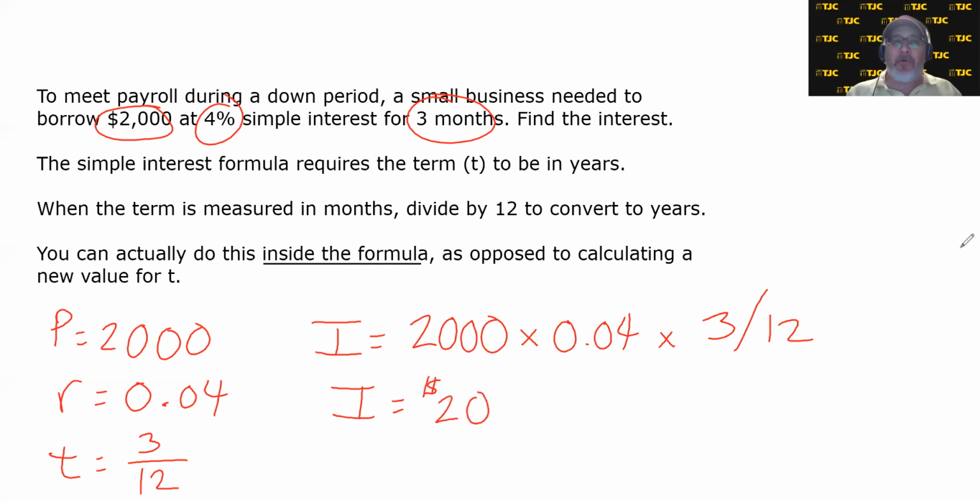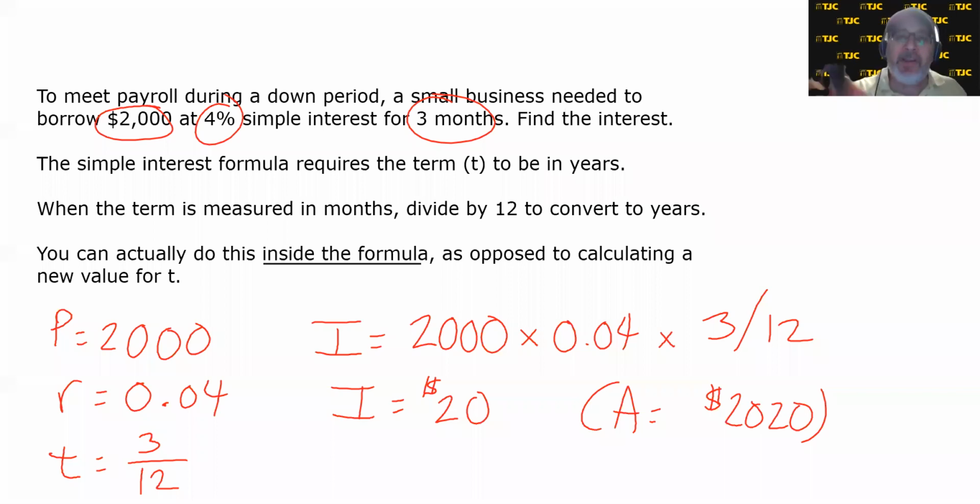That's not bad for borrowing $2,000. I only had to pay $20 as a fee for borrowing it. What's the future value? It didn't ask, but the future value would be what we borrowed plus the interest, 2020.